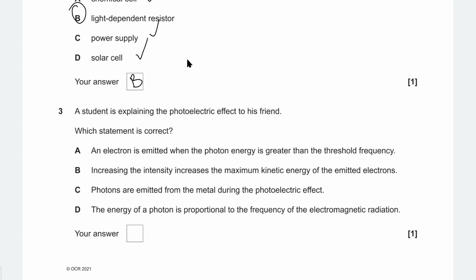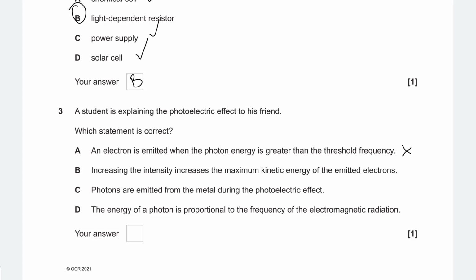3, a student is explaining the photoelectric effect to his friend. Which statement is correct? An electron is emitted when the photon energy is greater than the threshold frequency. Well, this statement here is really just comparing energy with frequency, and we can't do that in physics. We have to compare things of the same units.